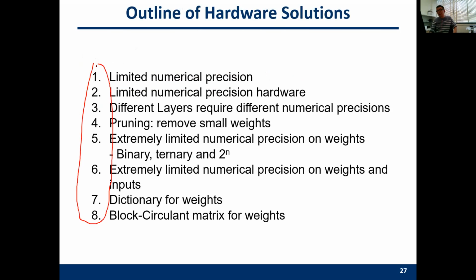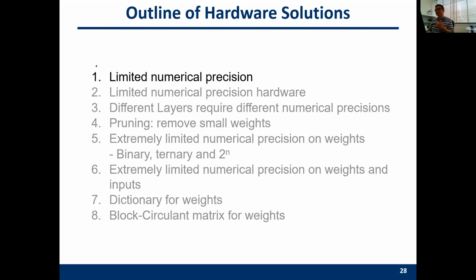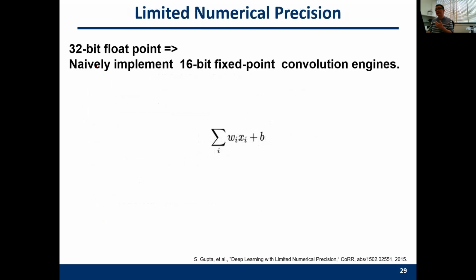So the first one is a very natural solution, which is to reduce the bit width of the parameters, for example, the bit width of weights. Let me give you more detail.